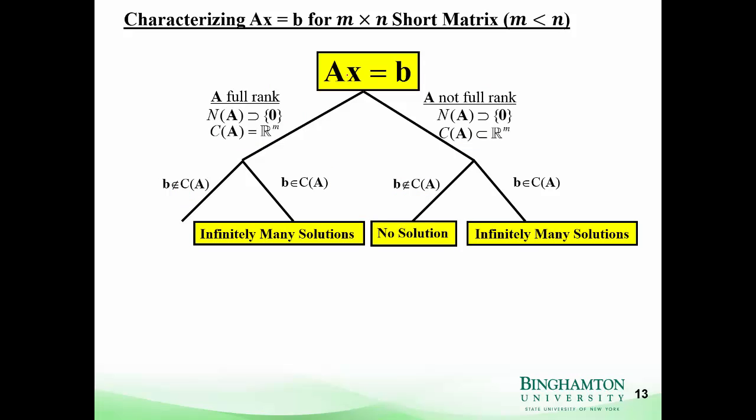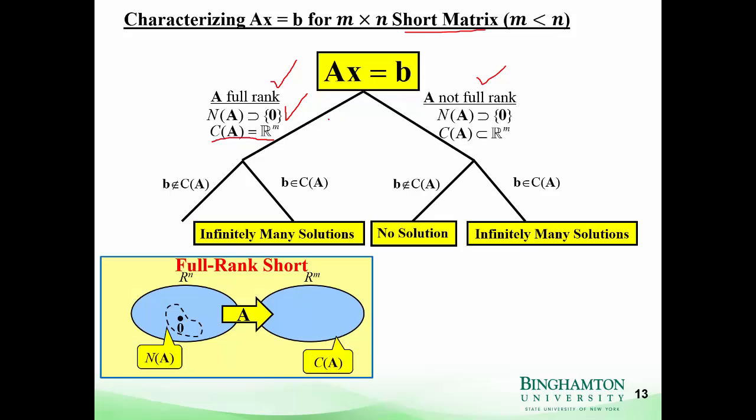All right, last slide. Now we've got a short matrix, and again, full rank versus not full rank is our first binary question. So if A is full rank, but because it's a short matrix, the null space is bigger than just the zero vector, but we also know that the column space of A is the entire R^m. So if we draw our little ellipse pictures down here, the column space over here is this entire R^m.